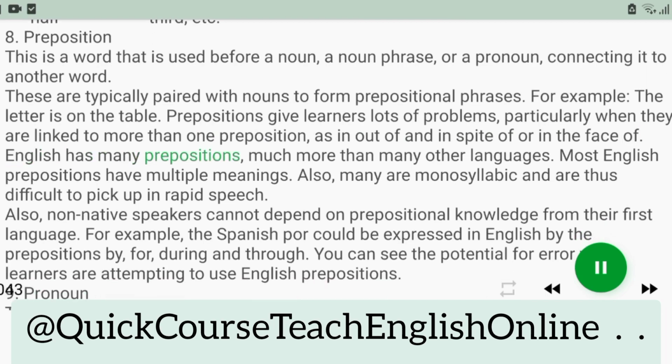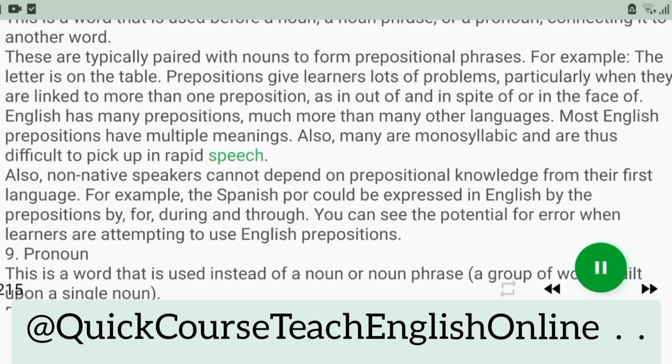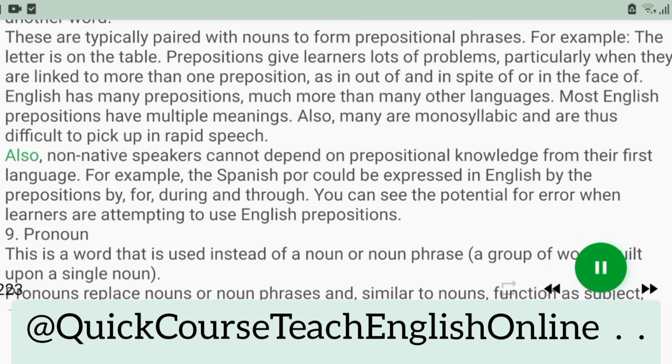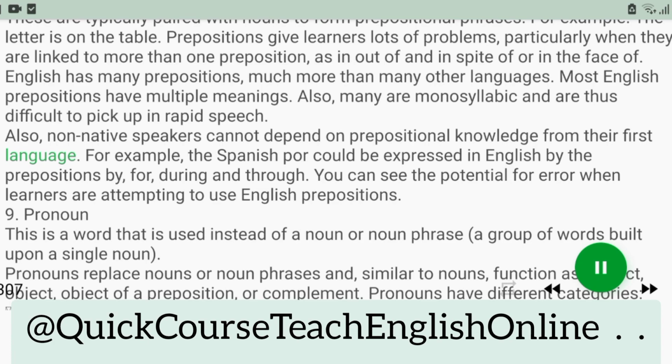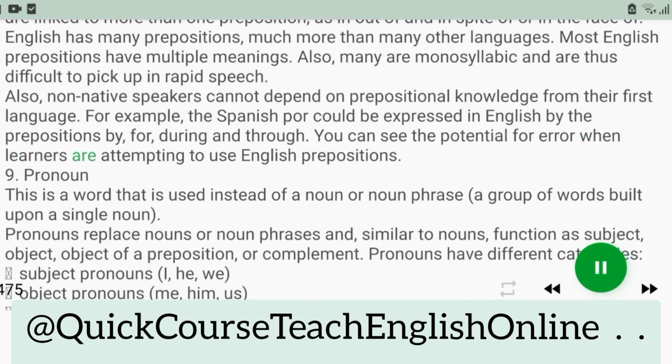English has many prepositions, much more than many other languages. Most English prepositions have multiple meanings. Also, many are monosyllabic and are thus difficult to pick up in rapid speech. Also, non-native speakers cannot depend on prepositional knowledge from their first language. For example, the Spanish por could be expressed in English by the prepositions by, for, during and through. You can see the potential for error when learners are attempting to use English prepositions.